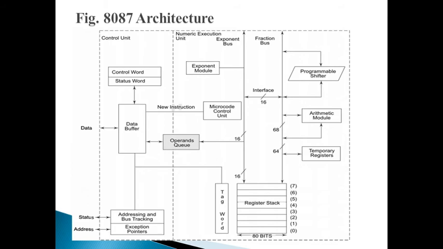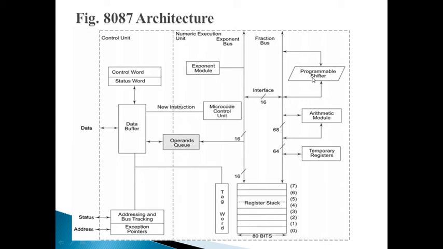So this is the figure. Here we can see the dotted line, which separates my control unit and NEU. This complete part forms my control unit and the remaining part forms my NEU. Here we can see the control word, status word and data buffer, and here the address and bus tracking and exception pointers. Here is the operand queue, where I am transferring operands to the instructions, and new instructions are read here into the microcode control unit. Here we can see the different modules.